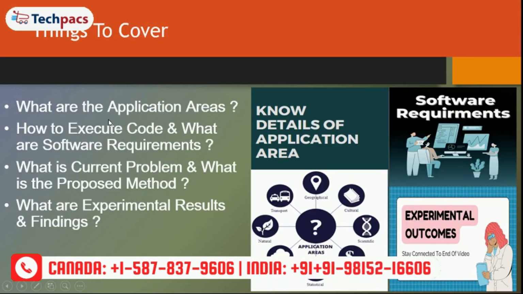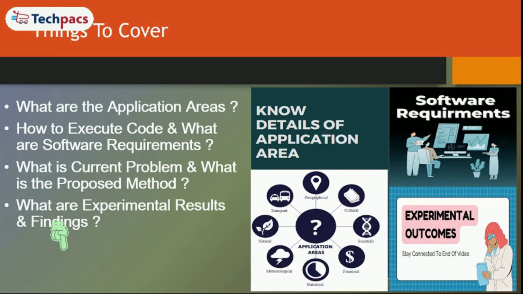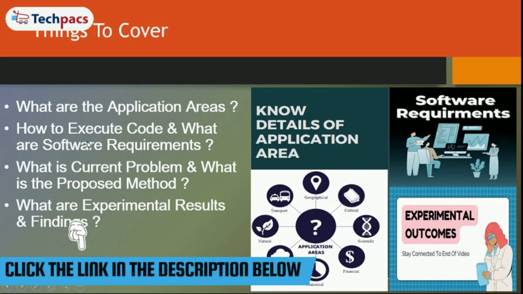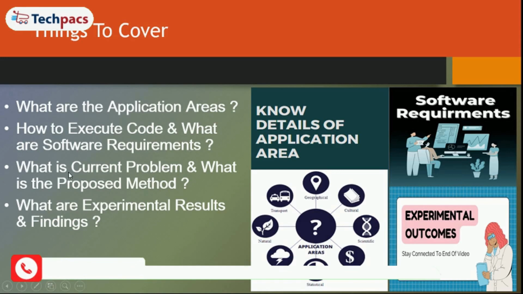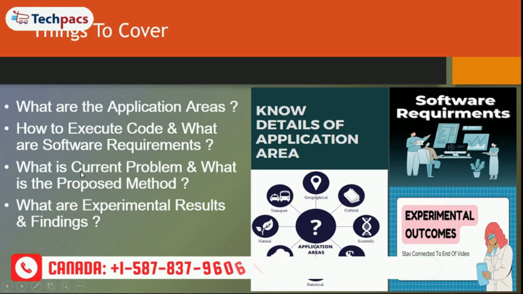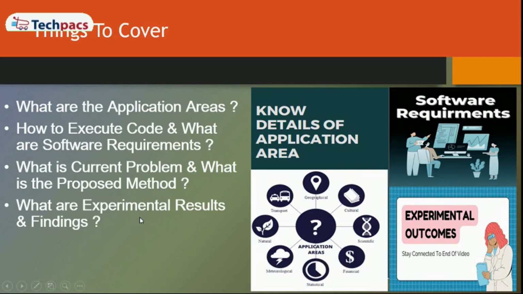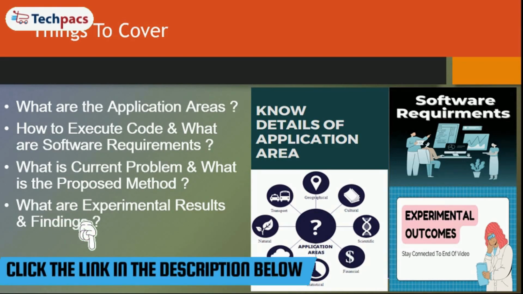In this video, initially we will discuss in which application areas the currently developed system can be implemented in the real world. Then we will talk about what code we have designed and how to execute it, which file is to be executed, and what the software and library requirements are. Next, we will discuss what the current systems are and what problems were identified in them, and then, in order to handle those problems, what is given in the proposed method. Finally, the experimental results, the parameters, and the outcomes from the simulation will be discussed. So let's initially talk about the application areas.